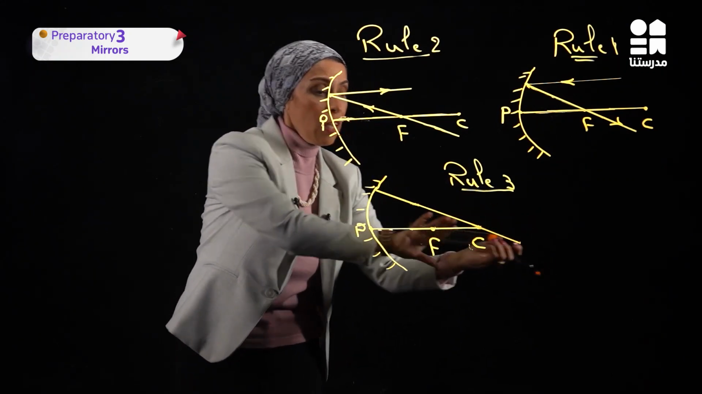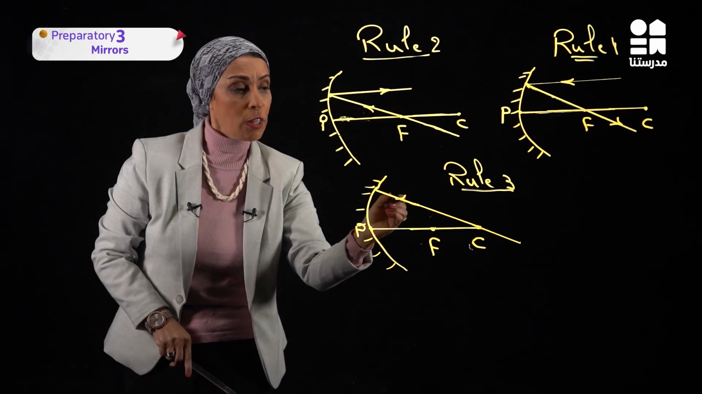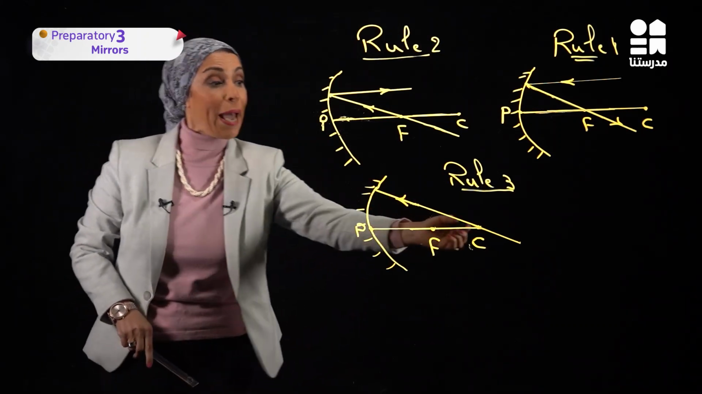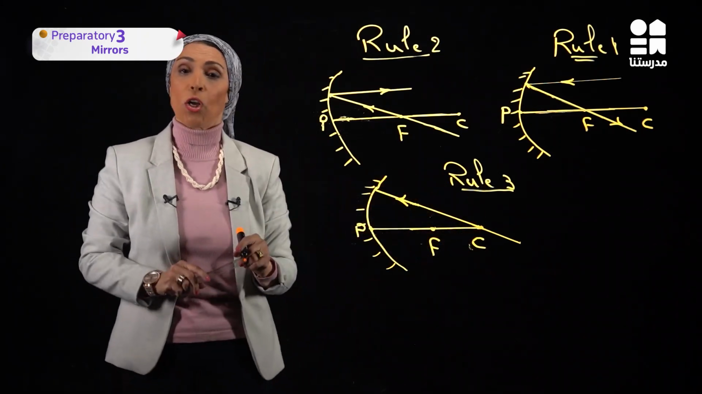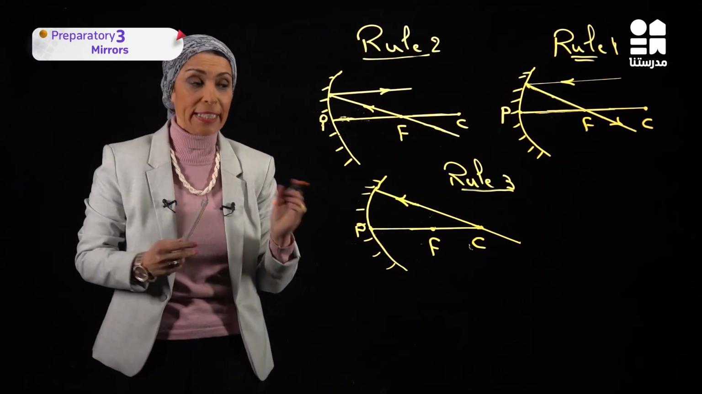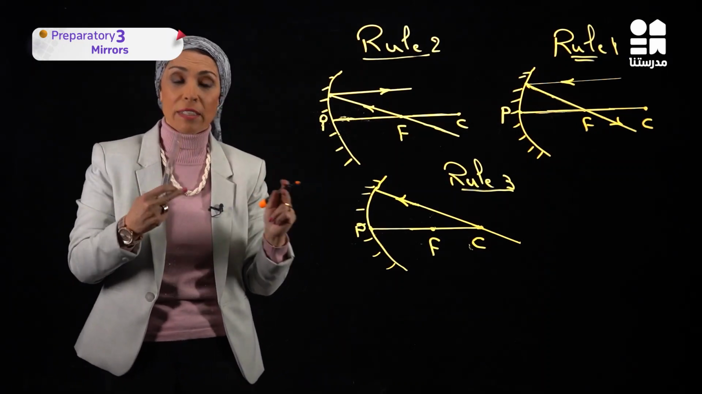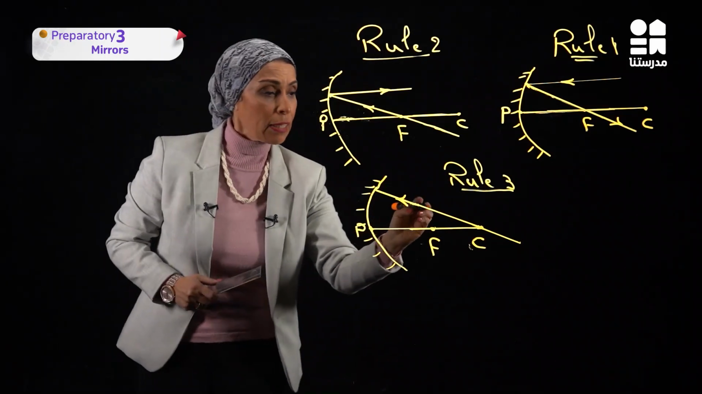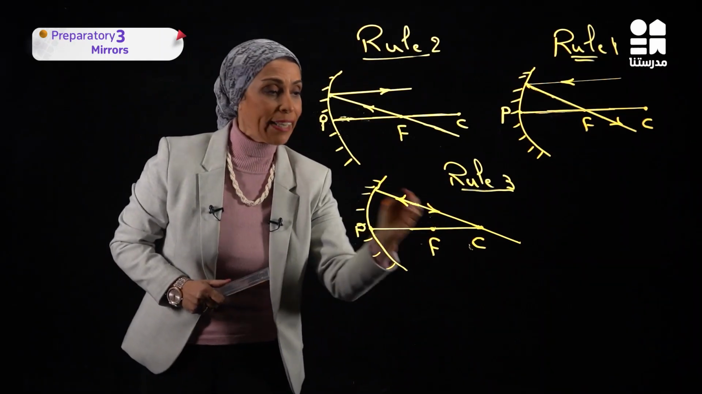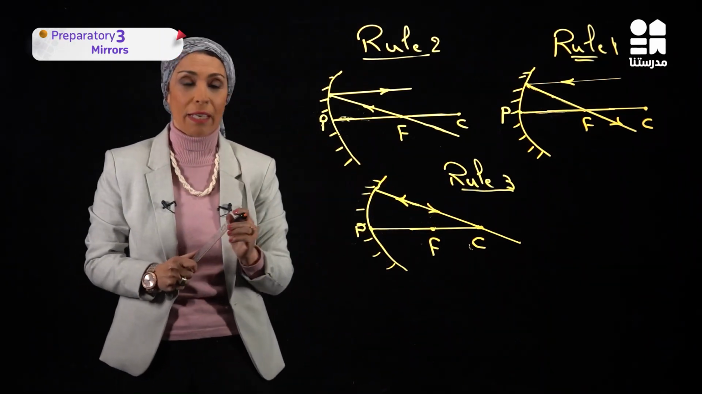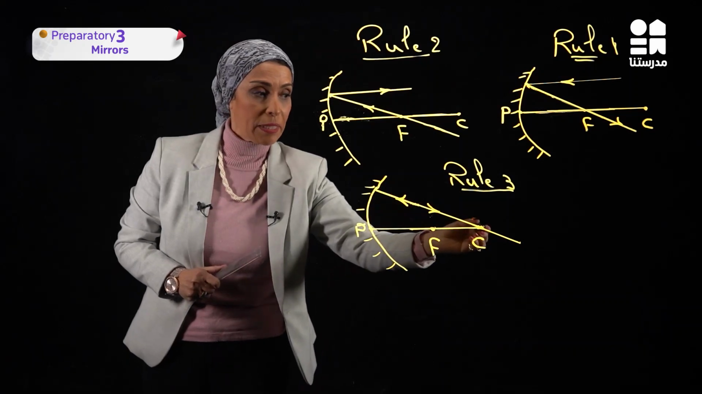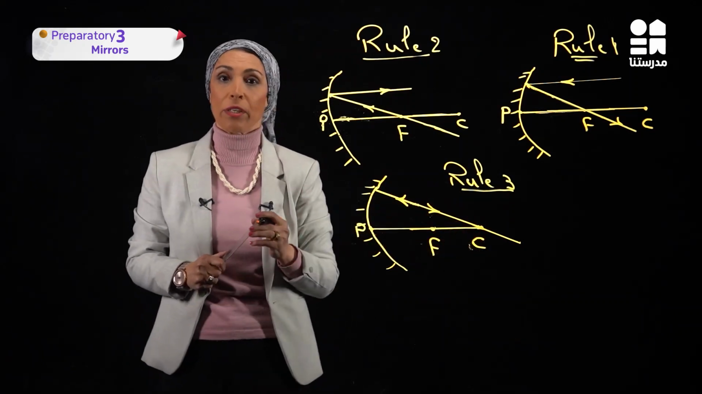Okay. This is the light ray that falls on the reflecting surface and passes by the center of curvature. What happens to this ray? It reflects on itself. So how can I draw it? Like this shape, with an arrow in the opposite direction, facing the other way. If it falls passing by the center of curvature, it reflects on itself.